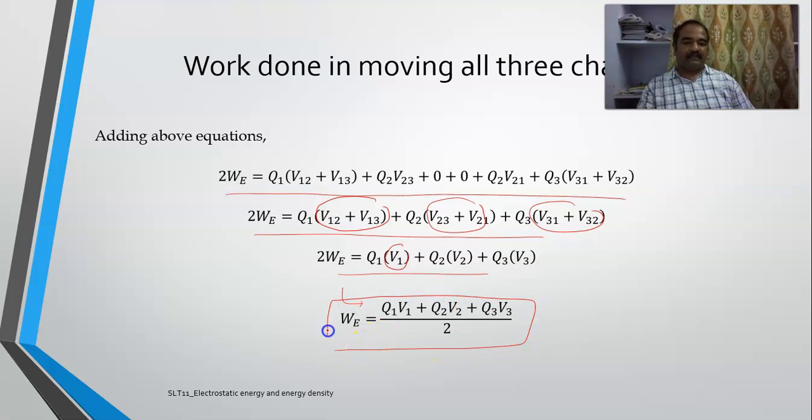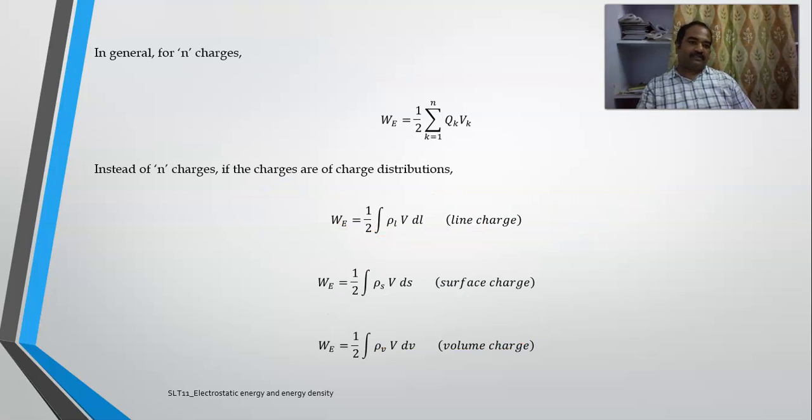This is the work done in moving the charges Q1, Q2 and Q3 to the points P1, P2, P3, which are at potentials V1, V2, V3. This is the final equation for the work done in moving these three charges. So if there are n charges, the generalized expression is half of Q into V, where V is the potential at that particular point and Q is the charge being moved from infinity to that point.